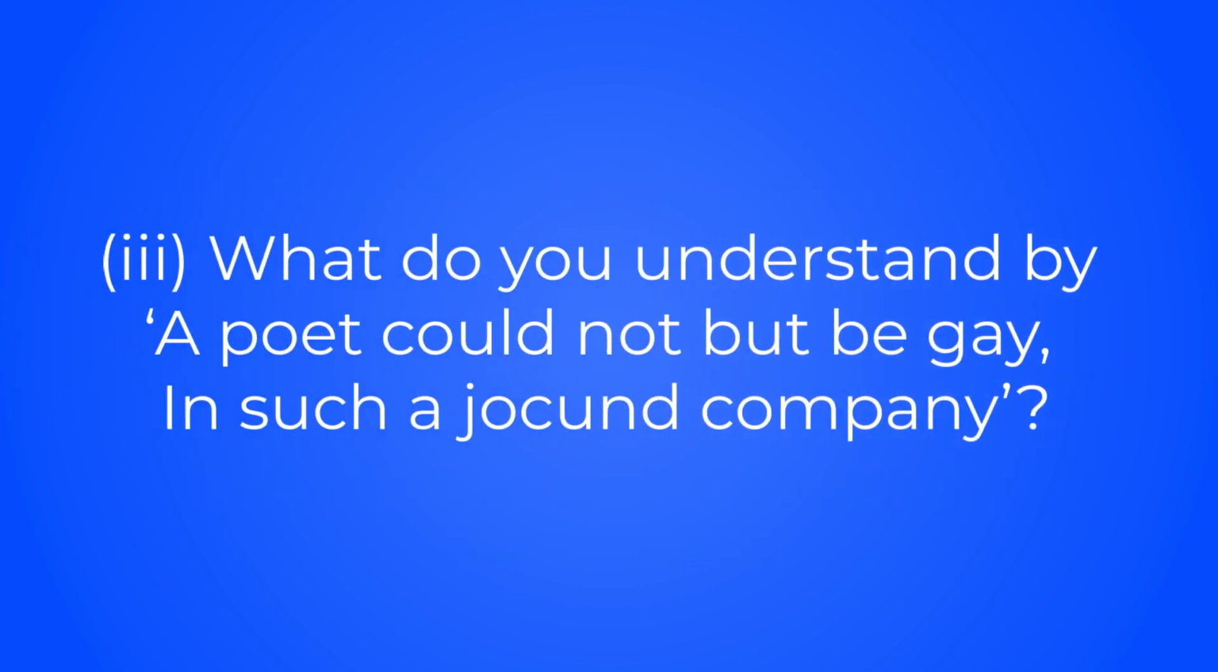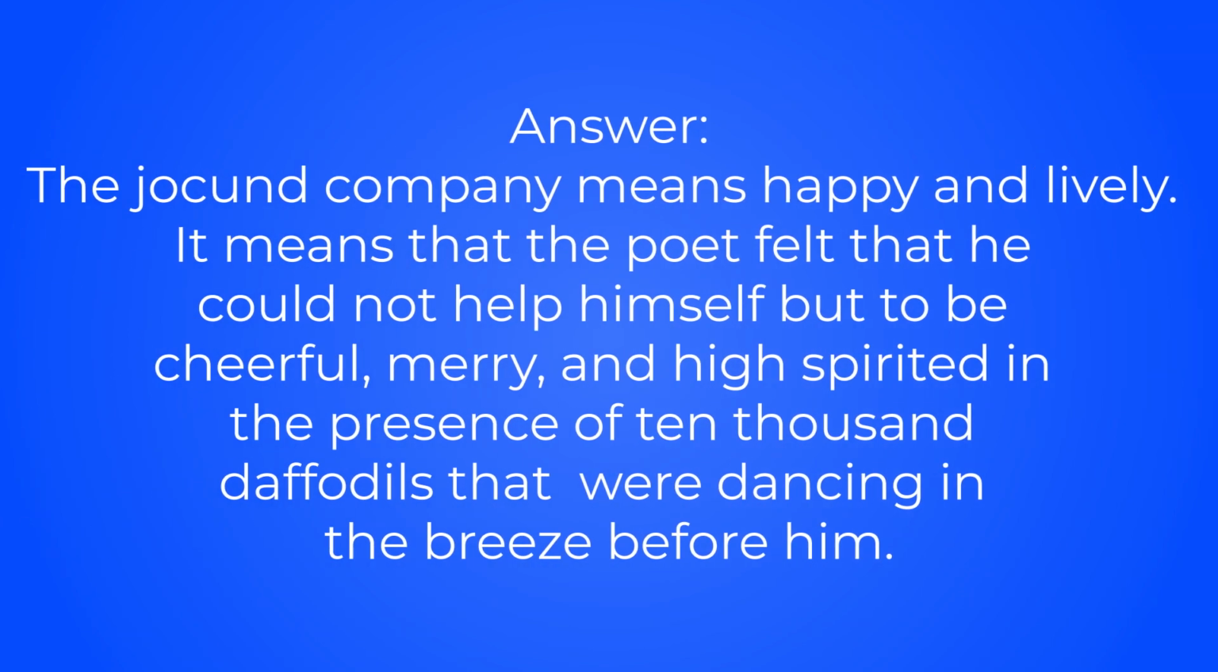The next question is, what do you understand by "a poet could not be gay in such a jocund company"? So students, the answer is, the jocund company means happy and lively. It means that the poet felt that he could not help himself but to be cheerful, merry, and high-spirited in the presence of 10,000 daffodils that were dancing in the breeze before him.